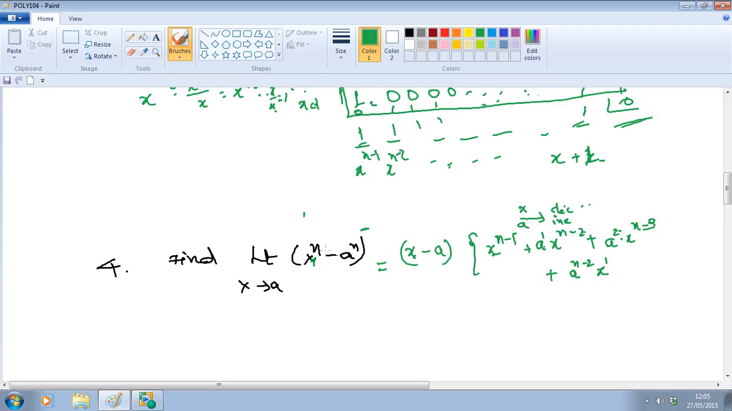Plus what is the last factor? A to the power n. Last factor is plus a to the power n minus 1. Here there is no x to the power of 0 or it's 1. You can say it x to the power of 0 or you can say it's just 1. So a to the power of n minus 1, what by a becomes a to the power n.